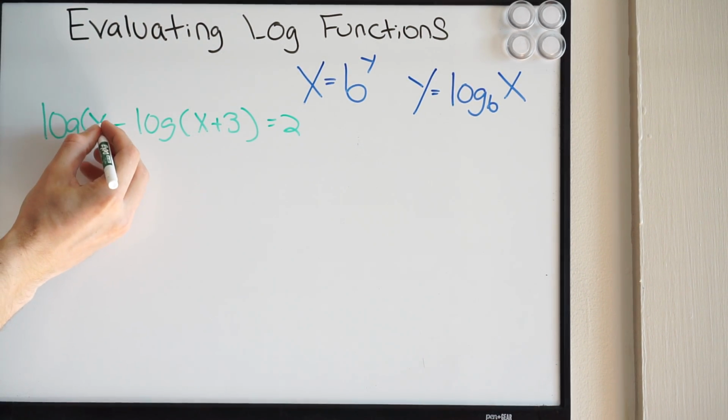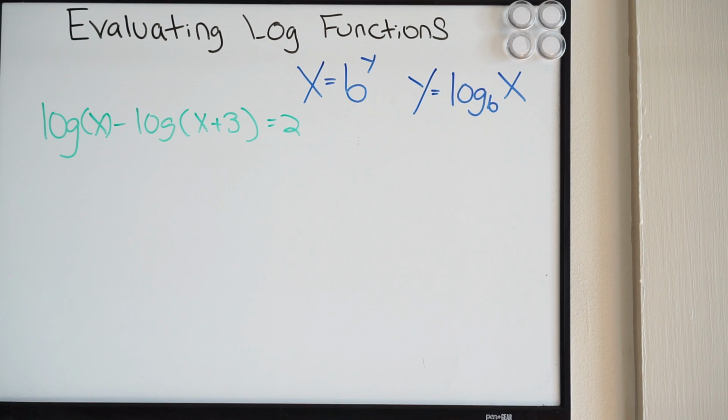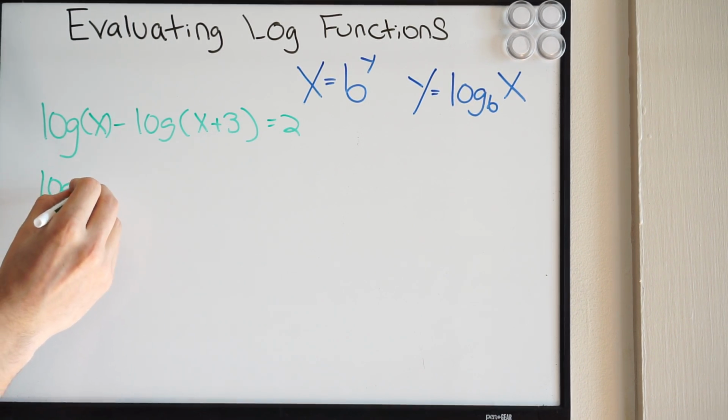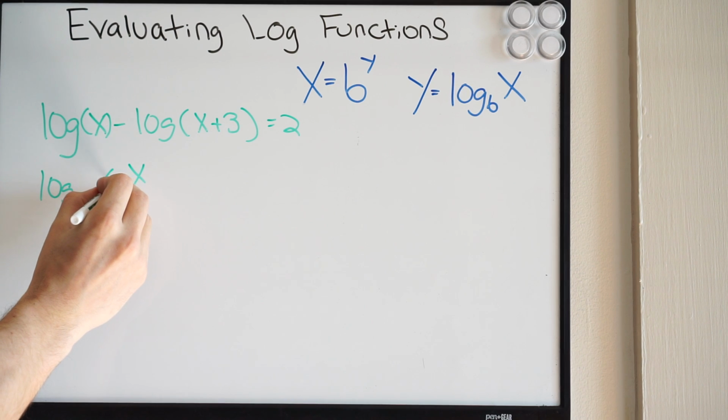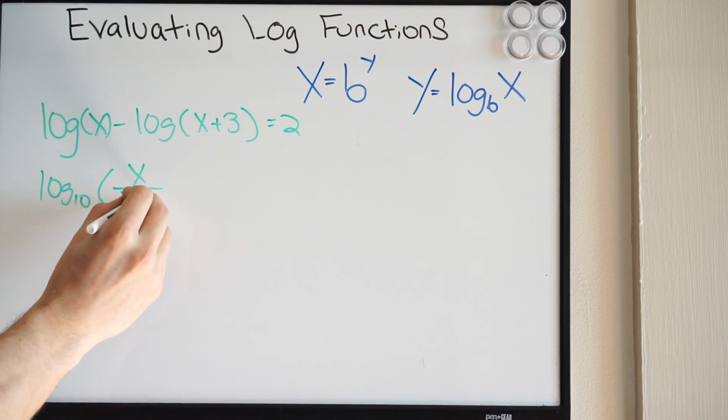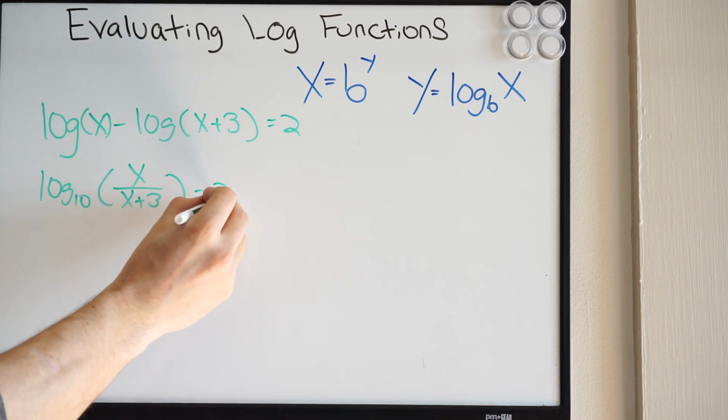Okay. Again, we're dealing with the same base here. Again, we have a base of 10, base of 10. We're subtracting, so we know that we need to divide. So let's go ahead and do that. So we have log base 10, then we have x over x plus 3. This is all equal to 2.